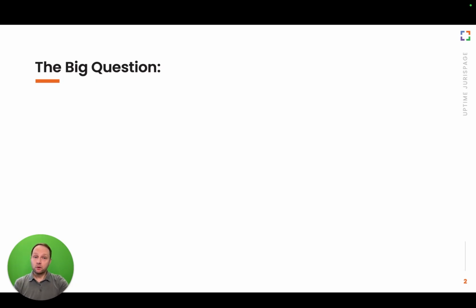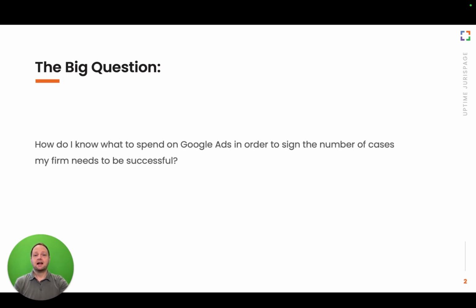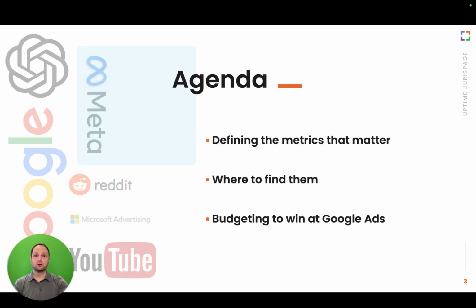Today, the big question we're going to answer is, how do I know what to spend on Google Ads in order to sign the number of cases my firm needs to be successful? First, we'll define the metrics that we need to know in order to make our calculations. Then, we'll show you where to find them. Finally, we'll assemble those metrics into a formula that you can use to figure out what you need to budget to win at the Google Ads game.